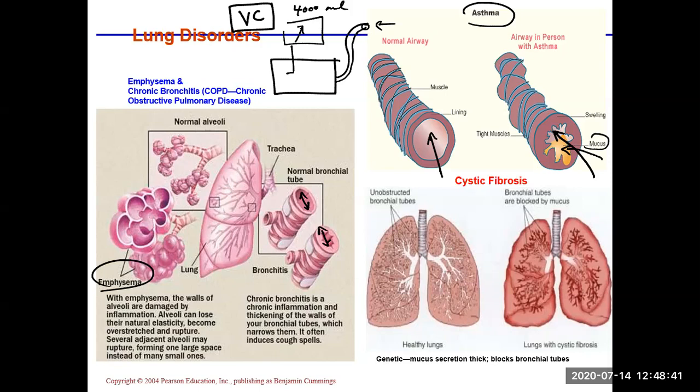So they are overstretched and ruptured, and unfortunately, a large amount of space means less surface area for the exchange can be offered at this point in time. Anyways, all of that will show on the vital capacity, because when you inhale as much as possible and exhale as much as possible, blow into the device, if there is less air going to your lungs, less expansion.